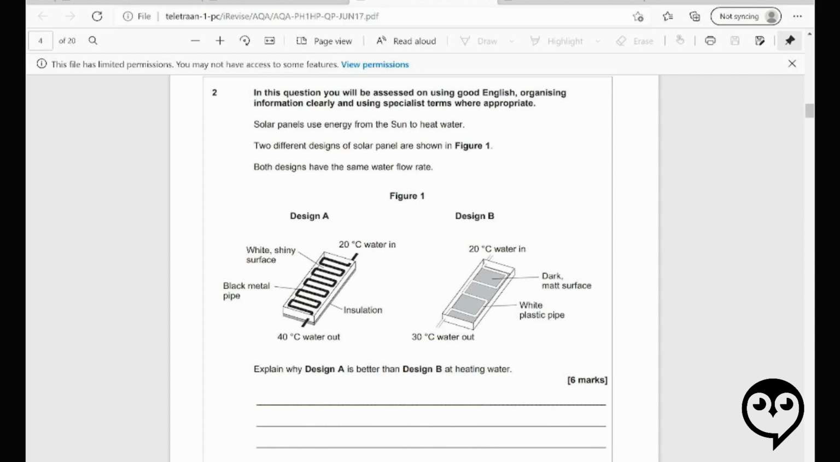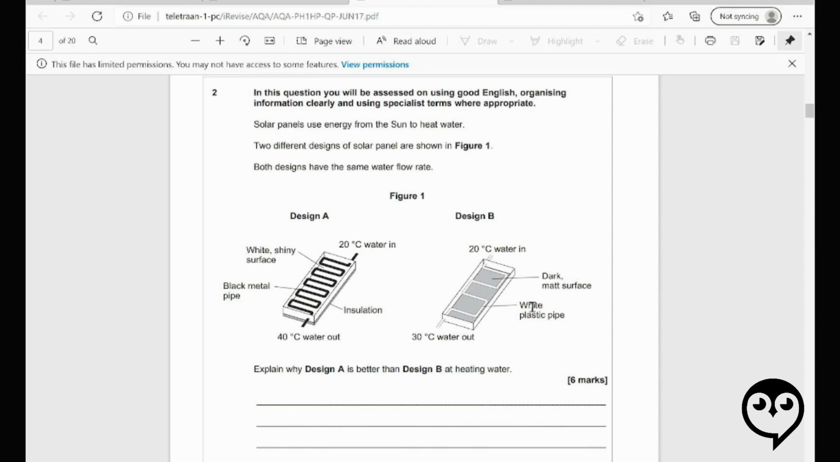I can't write on these pages, so let's just have a quick cursory look. Right away I see insulation on design A, so of course it's going to heat things up faster. What else can we say here? We can take a look at the pipe that the water's flowing through is black and metal. Black is going to be a better absorber of heat, so some of that heat's going to go right to the water. It's metal, which is a far better conductor than plastic.